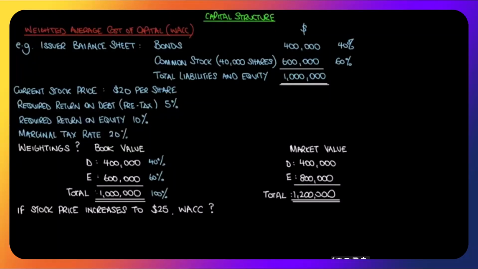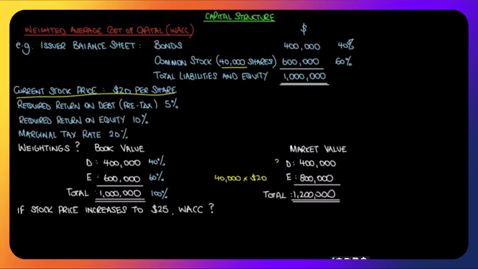However, that's from the balance sheet. We took this from the balance sheet. And we said a couple of pages ago that typically we would take these weightings based on market value. And the current stock price is $20 per share. We were told we had 40,000 shares. 40,000 shares at $20 a share, that would give us equity of 800,000.